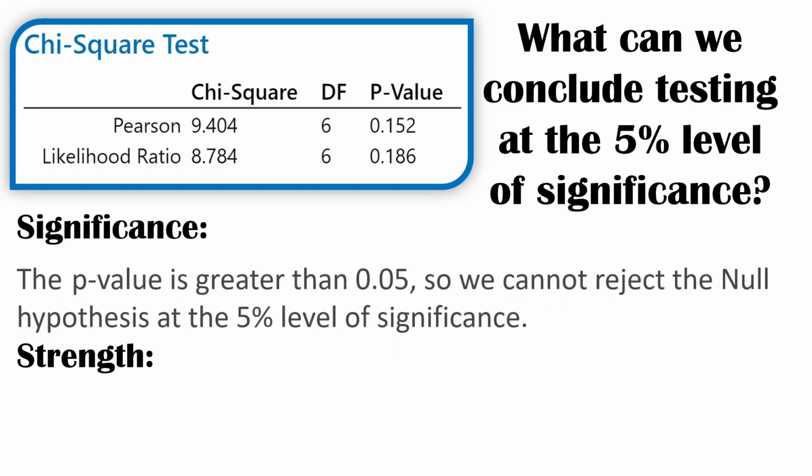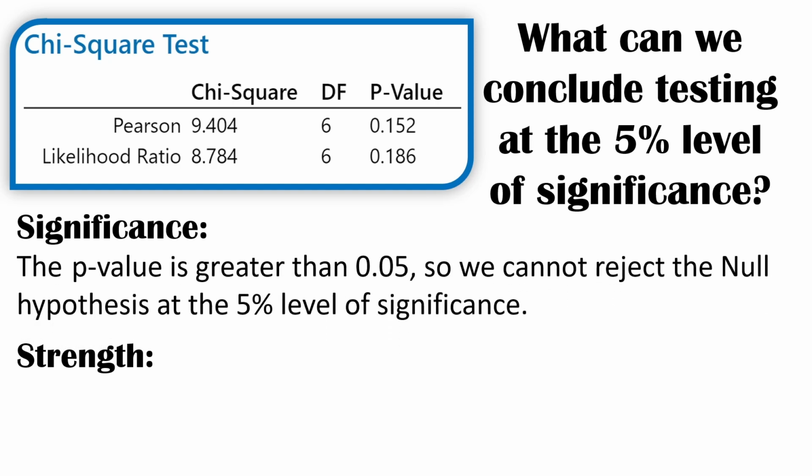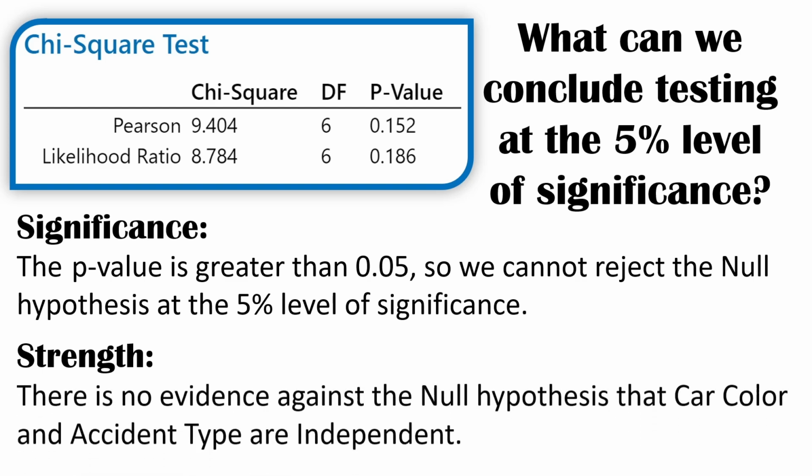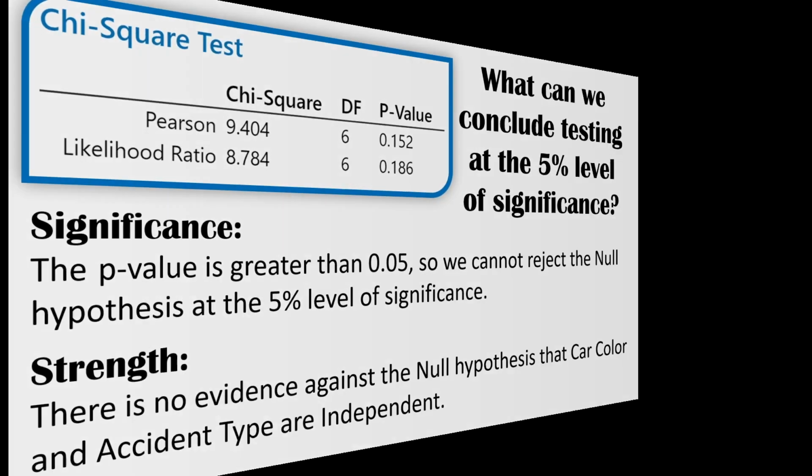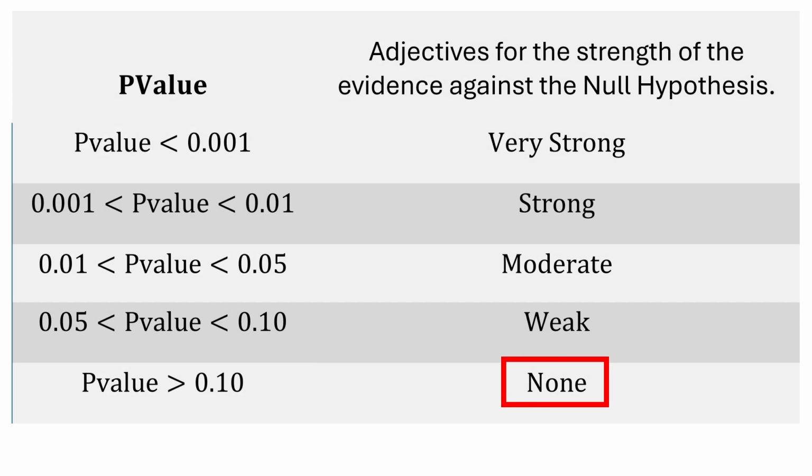So the significance, the p-value is greater than 0.05, so we cannot reject the null hypothesis at the 5% level of significance. And for the strength, there is no evidence against the null hypothesis that car color and accident type are independent. And why is that? Why do we say no evidence? Because the p-value is 0.152. And where does that fall on our table? It falls in that first category on the bottom. A p-value greater than 10% indicates no evidence against the null hypothesis.